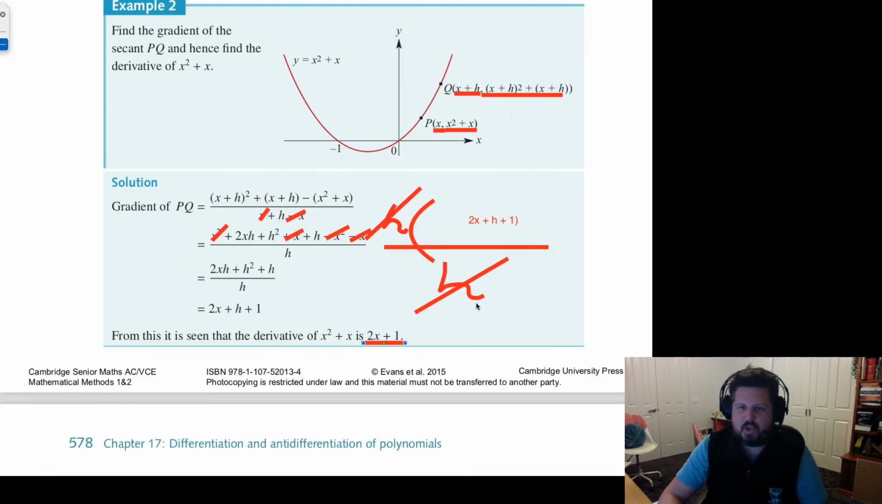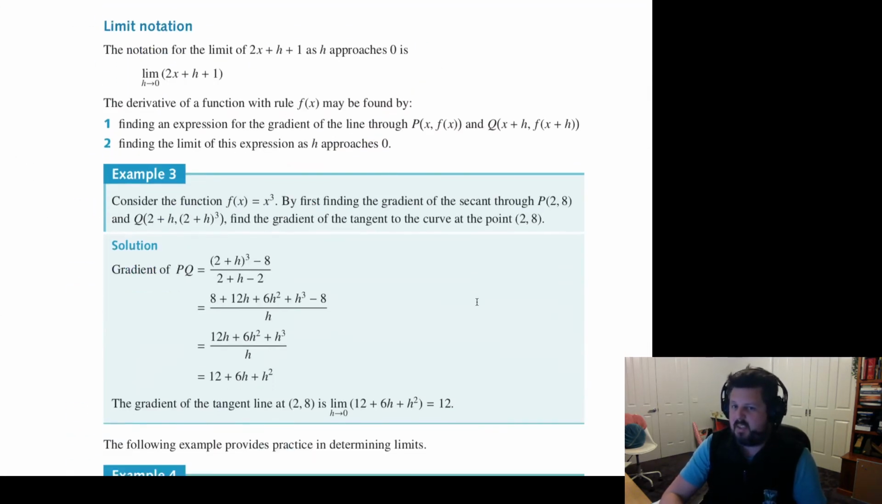Alrighty, next thing we need to have a chat about is how we write this approaching 0 in mathematics. What we need to do for that is use what's called limit notation. For example, like what we just did, the notation of the limit of 2x plus h plus 1 as h approaches 0 is written as follows. You write it with a lim as h approaches 0, so a little arrow that goes across to the right. So limit as h approaches 0 for 2x plus h plus 1 is written like this. Rather than writing it out and saying it in full, we just use this limit notation.